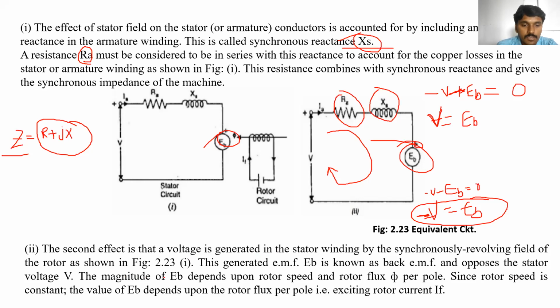The magnitude of the back EMF EB depends upon the rotor speed and rotor flux per pole. Since the rotor speed is constant, the value of EB depends upon the rotor flux per pole, that is, the exciting rotor current.